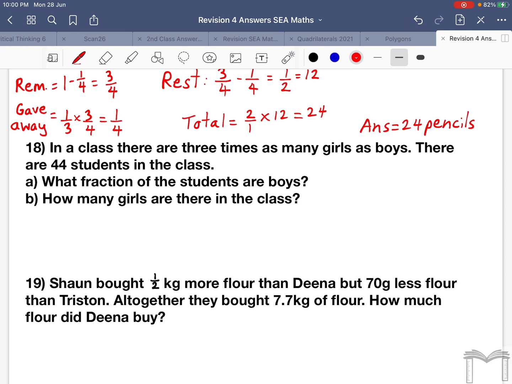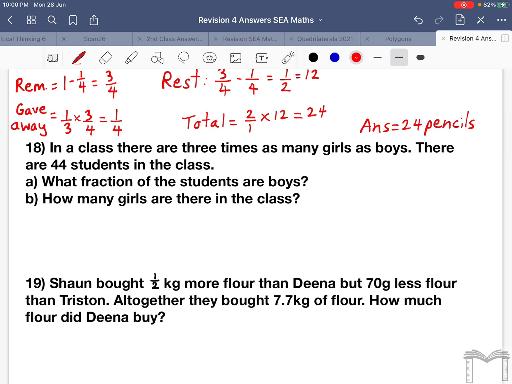Number 18. In a class, there are 3 times as many girls as boys. There are 44 students in the class. What fraction of the students are boys? So we can see that girls and boys are not evenly distributed or equally shared in the class.